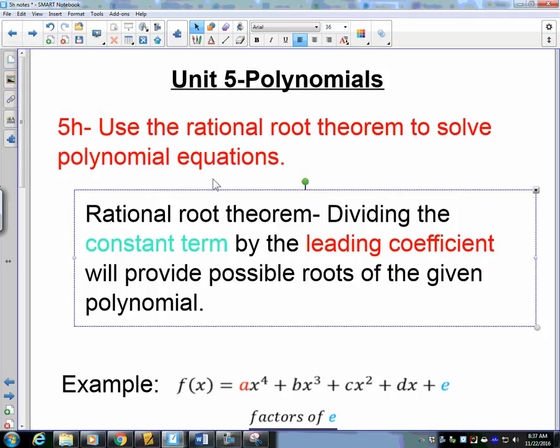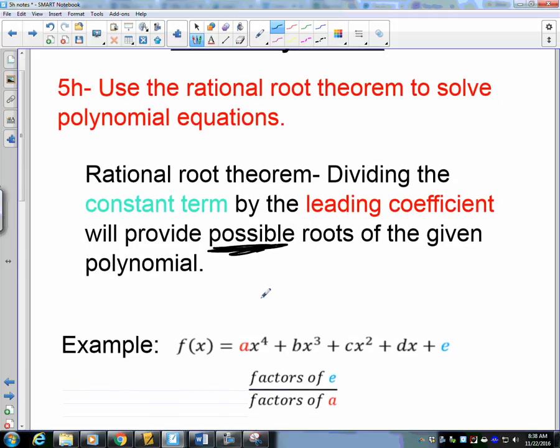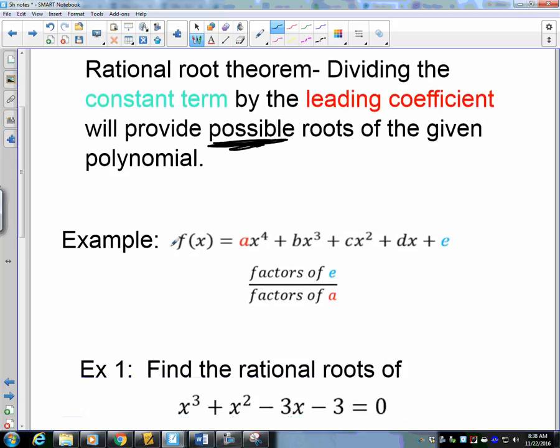5H is using the rational root theorem to solve polynomial equations. So the rational root theorem is dividing the constant term by the leading coefficient. This will provide all the possible roots, not all the roots, but all the possible roots. Not actual roots, we have to test them to see if they actually are in the given polynomial. So just a general example here.